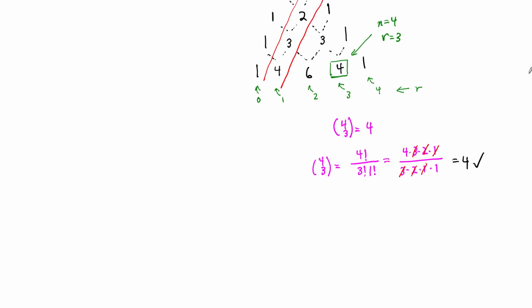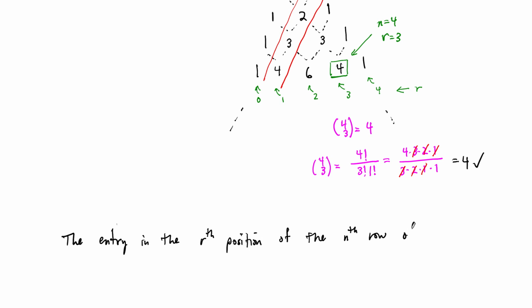It turns out that the entries at every stage in Pascal's triangle, if you follow this convention, then let me write it out here. So the entry in the rth position of the nth row of Pascal's triangle is always n choose r. Okay, and so this is a major fact.